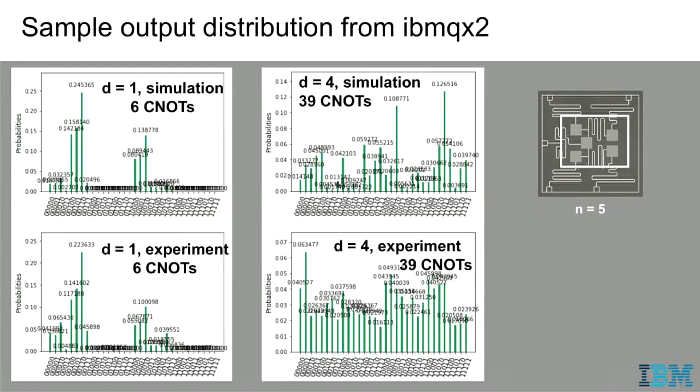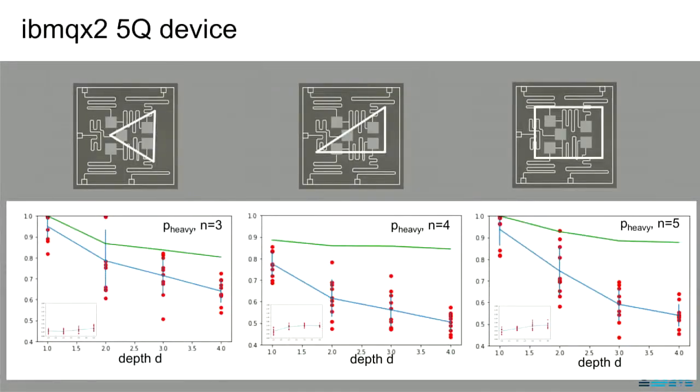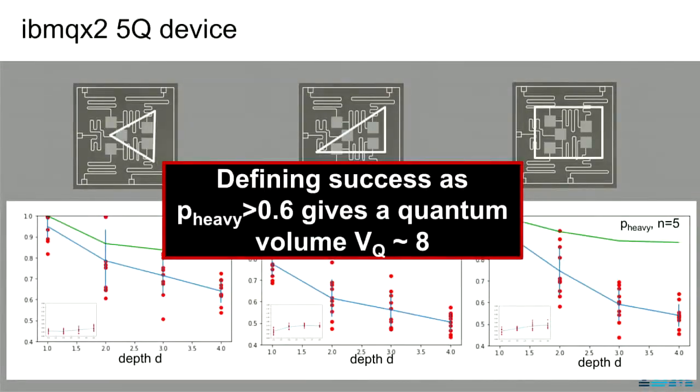So when you plot this out, you look at different numbers of qubits on the same device, and you run this model algorithm many times at different depths, and you could plot out the probability of heavy output. We just define success as, say, 2/3, if the probability of heavy output is greater than 0.6. If you define it this way, we get a quantum volume of 8. That is, we have 5 qubits total here, but we could only go up to depth 3.